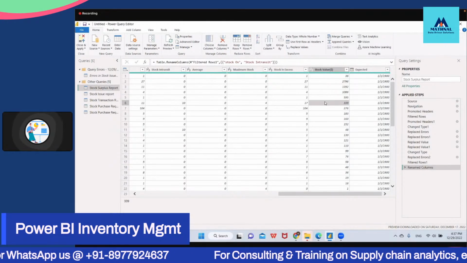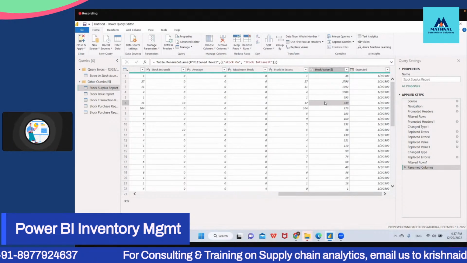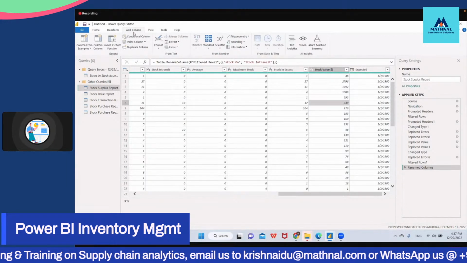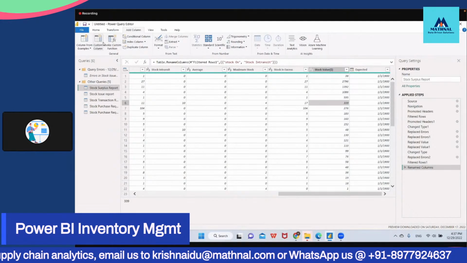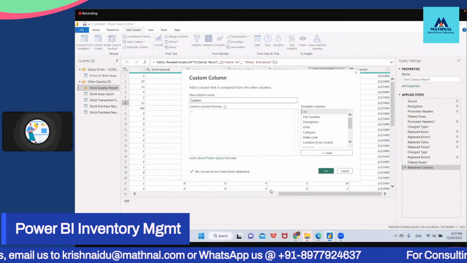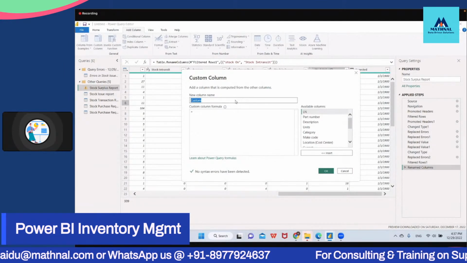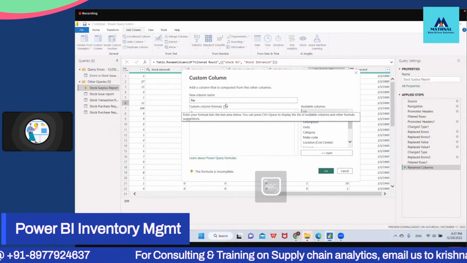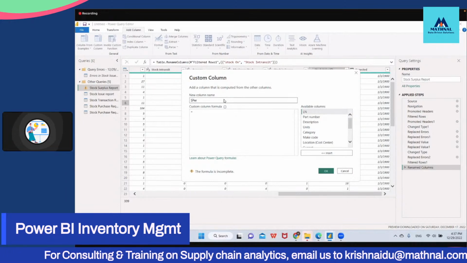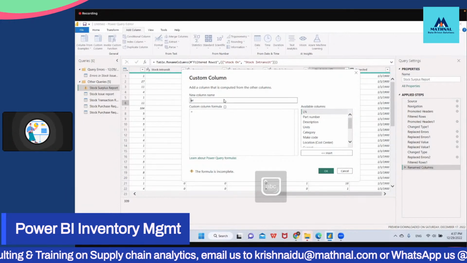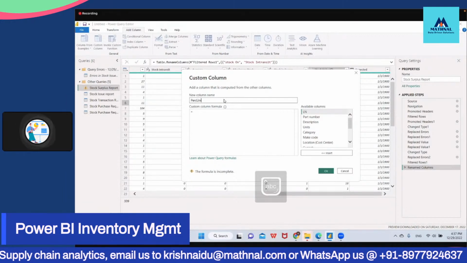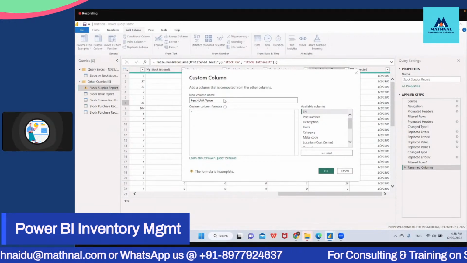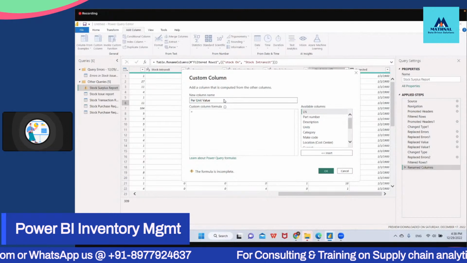Okay, let's create one column there. Go to Add Column on the top and go to Custom Column. Write it. Give a name on the top: per unit value of stock. Per unit value of stock, not percentage. Per unit value of stock.